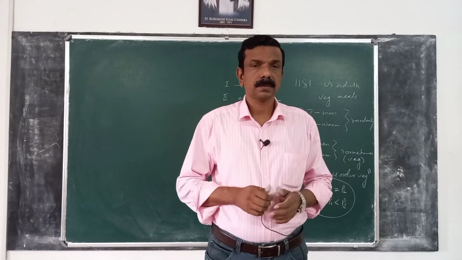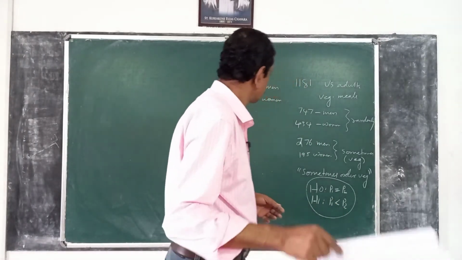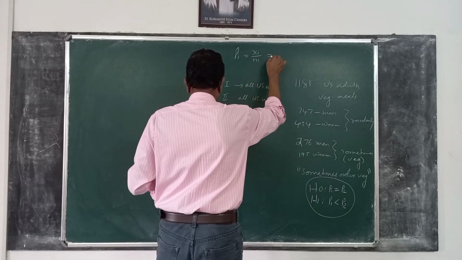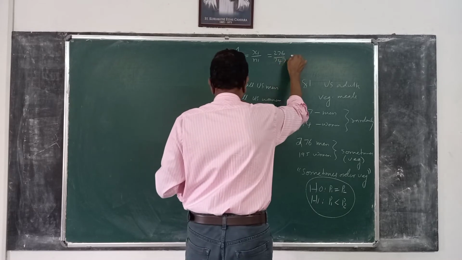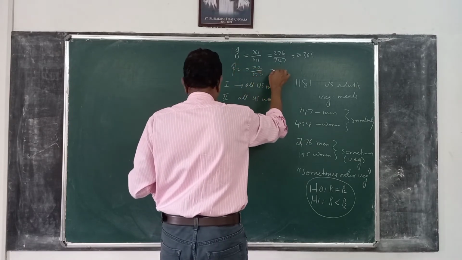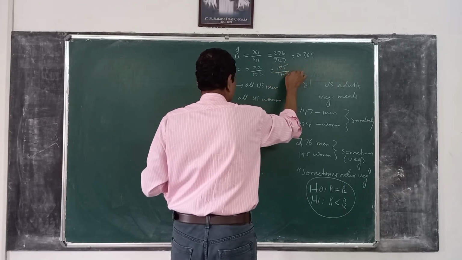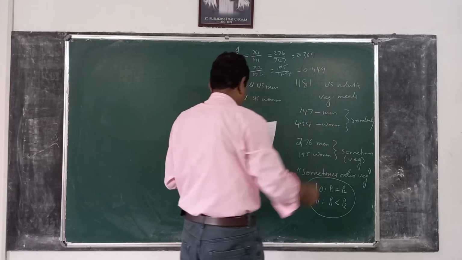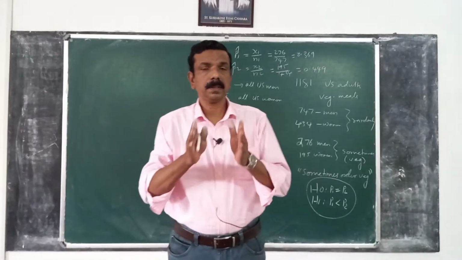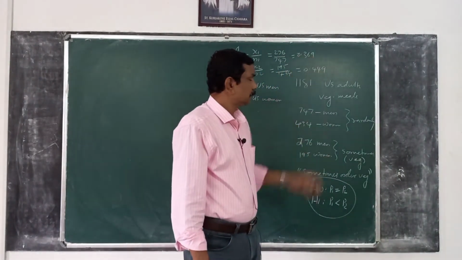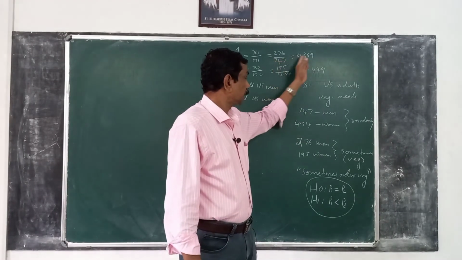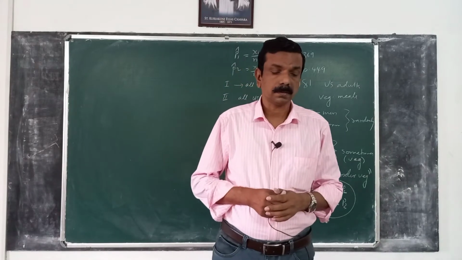The first step is to calculate the sample proportions. P hat 1 is equal to x1 by n1, which is 276 by 741, equal to 0.369. P hat 2 is equal to x2 by n2, which is 195 divided by 430, equal to 0.449. If P hat 1 is much smaller than P hat 2, we reject H0. If P hat 1 is close to P hat 2, we do not reject H0.